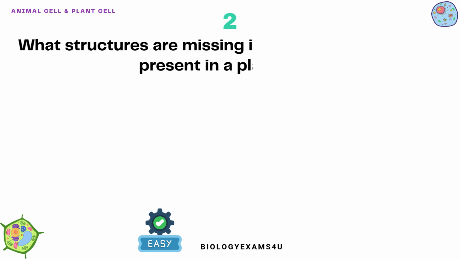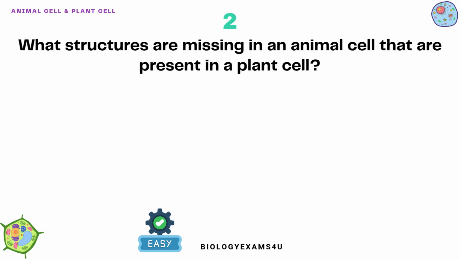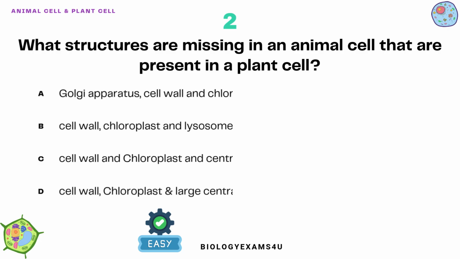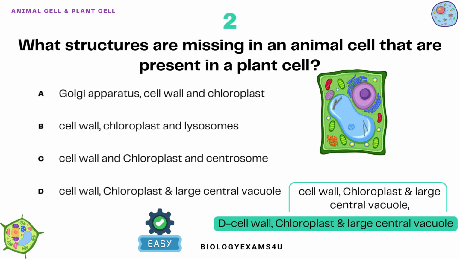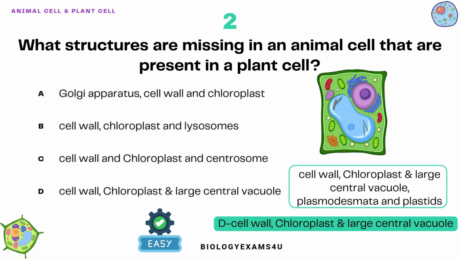Question number 2. What structures are missing in an animal cell that are present in a plant cell? These are the options. The answer is D. Cell wall, chloroplast and large central vacuole, also plasmodesmata and plastids in plant cell.